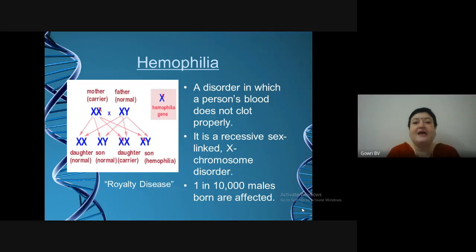I repeat again, a disease in which a person's blood does not clot properly. It is a recessive sex-linked X chromosome disorder. 1 in every 10,000 males born are affected. And of course, the disease is also referred to as a royalty disease.